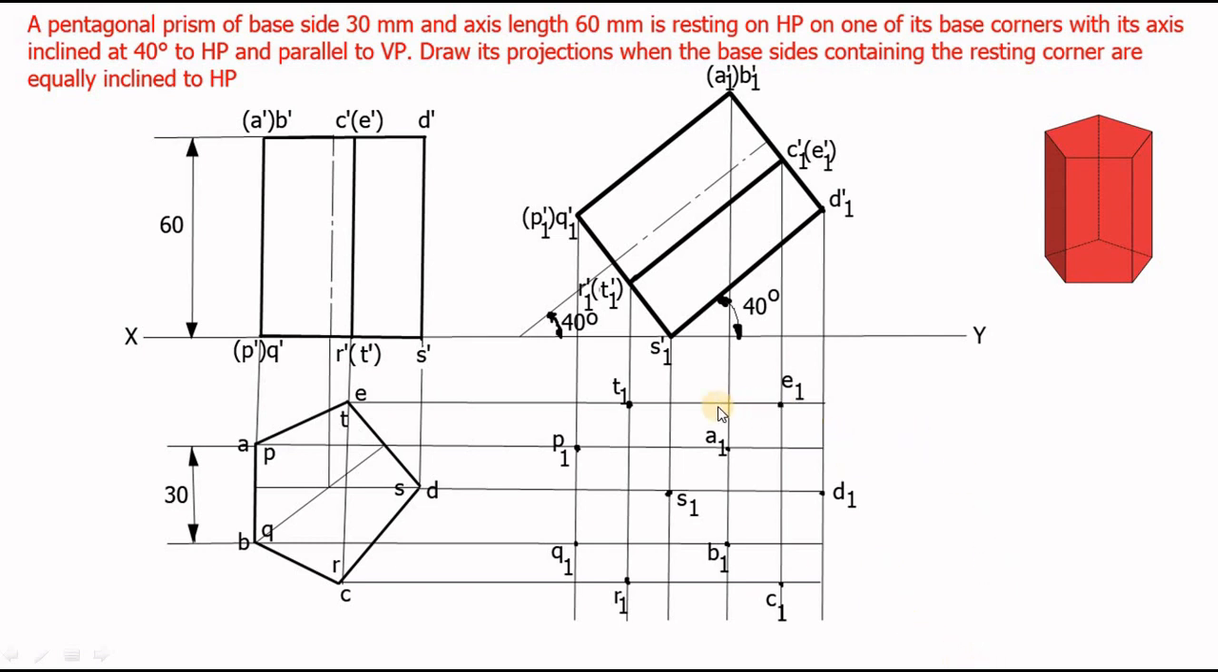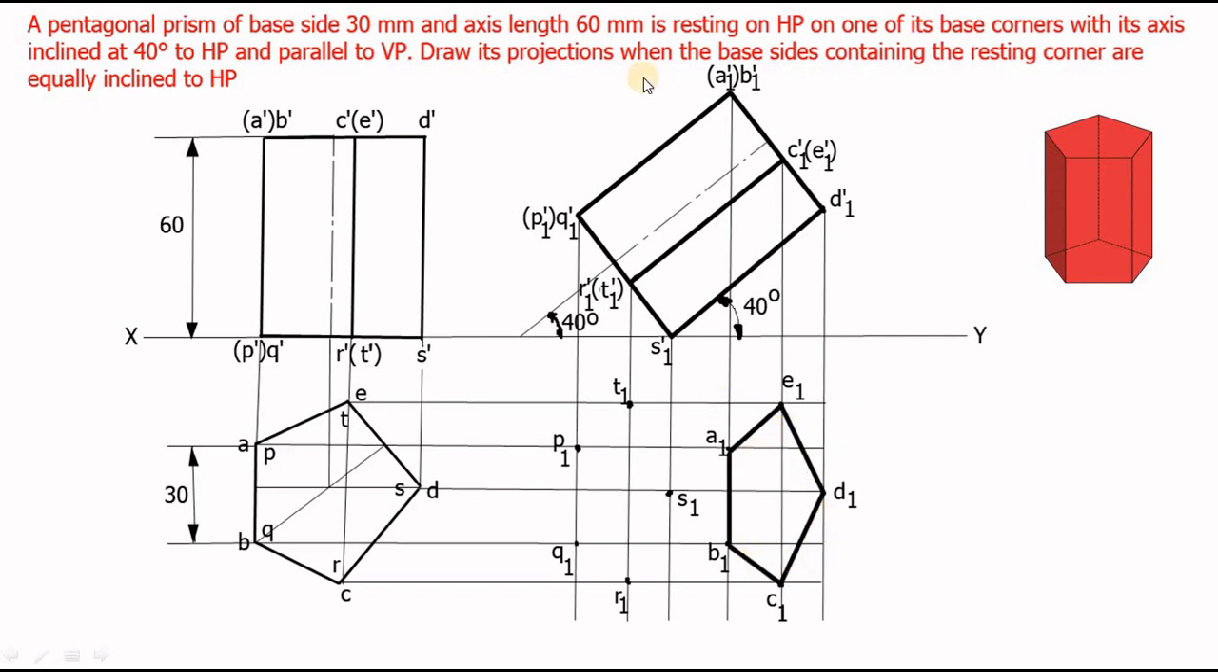So we have to draw the final portion. Draw the visible edges first. Then we can draw the invisible edges. So first, when you see this particular front view from top, the total top face will be visible. So the top face is A, B, C, D, E. So we can draw these edges in visible line.